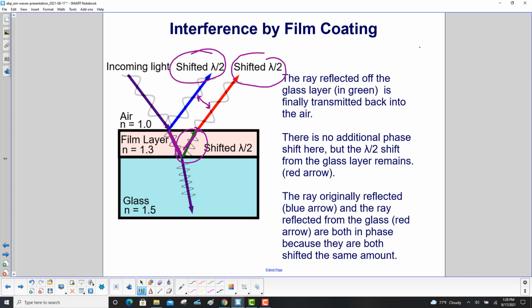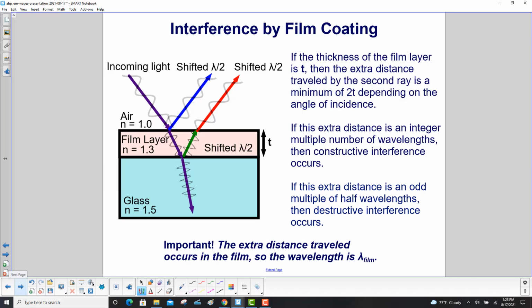The ray originally reflected, the blue arrow, and the ray reflected from the glass, the red arrow, are both in phase because they are both shifted the same amount. If the thickness of the film layer, that's this right here, the t measured there, then the extra distance traveled by the second ray is a minimum of 2t depending on the angle of incidence.